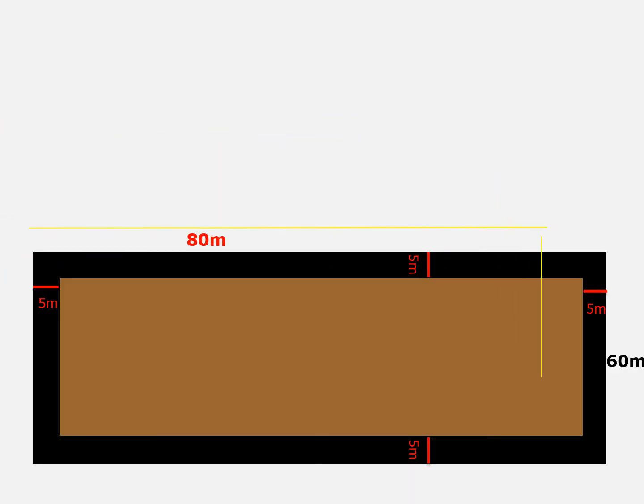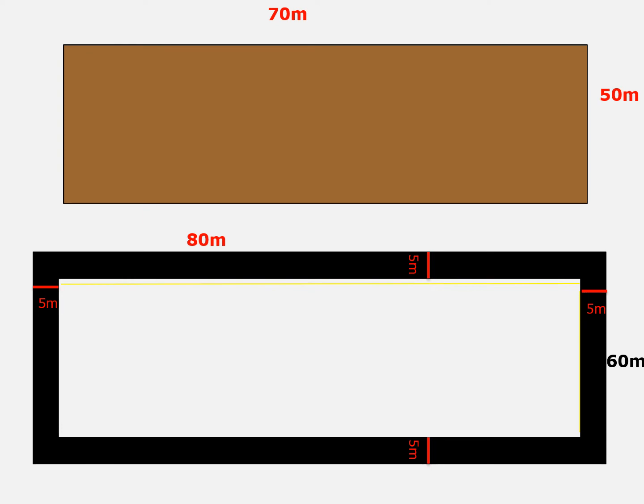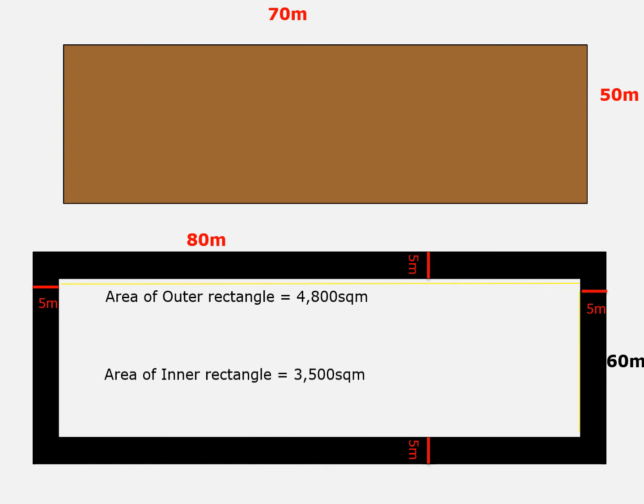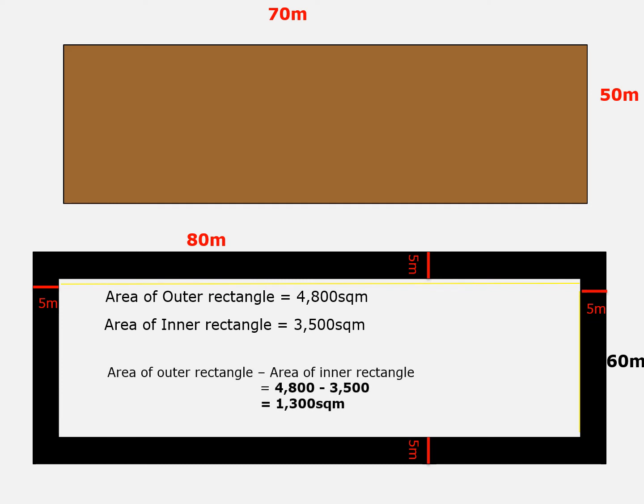Now we have the length and breadth of the inner rectangle. To find the area of the path, we should subtract the area of the inner rectangle from the area of the outer rectangle, which is 4800 square meters minus 3500 square meters. That gives us 1300 square meters. This is how we find the area of the path.